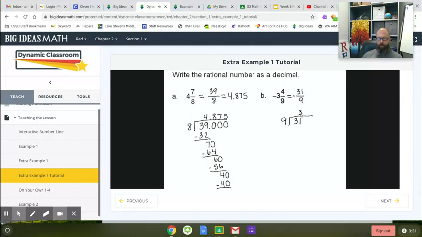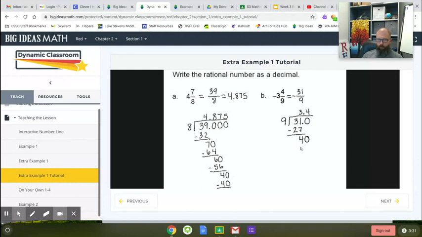We have 4. So now we need to place a decimal in our dividend, which also goes into the quotient directly above it. Then we place a 0 in the dividend and bring it down. So 9 goes into 40 4 times. And 9 times 4 is 36. 40 minus 36 is 4.